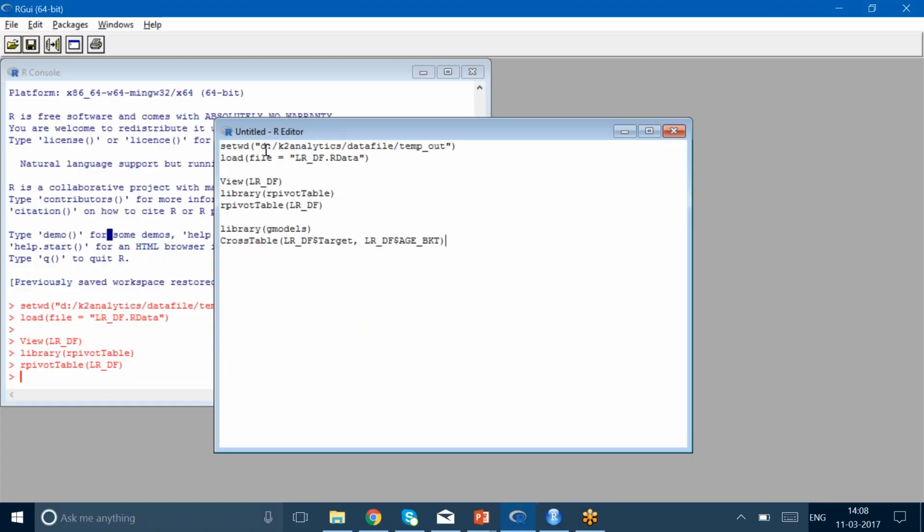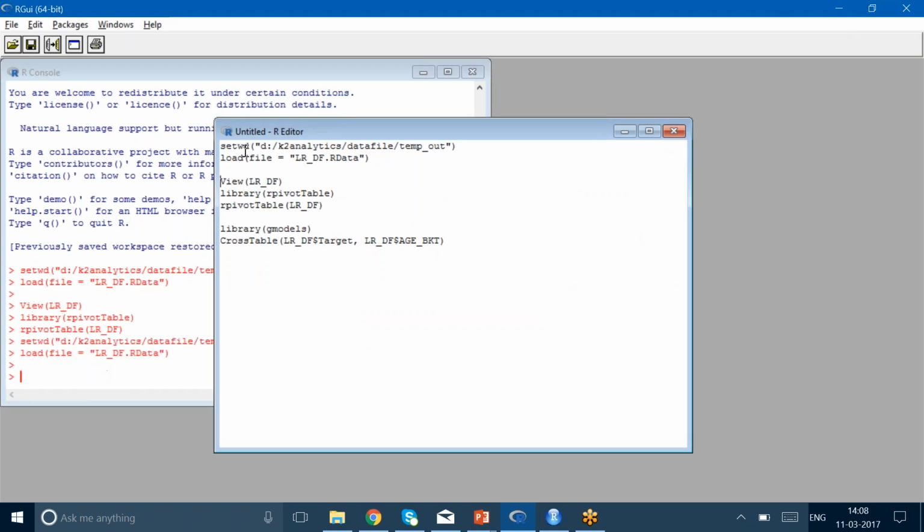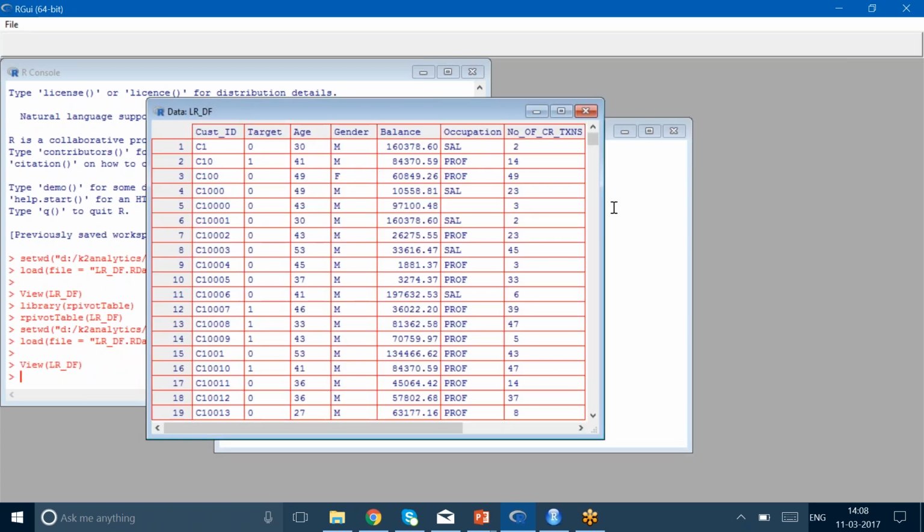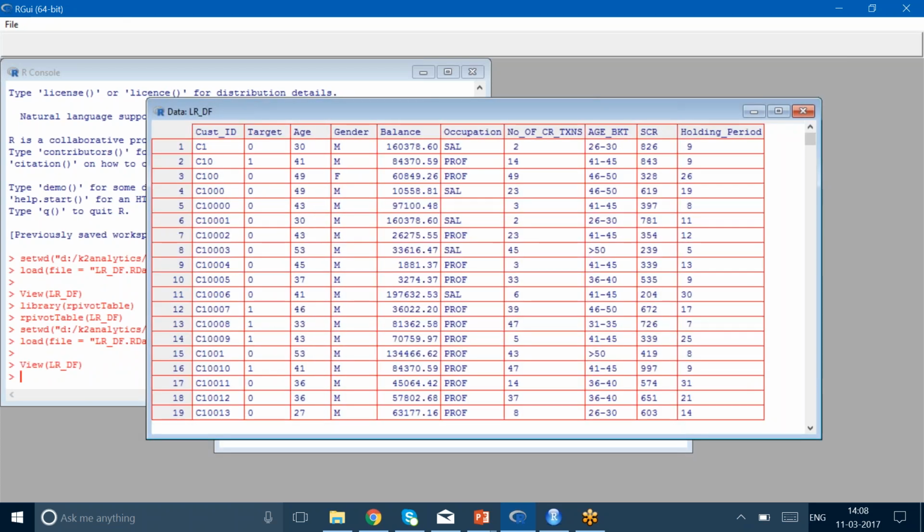Let me quickly run some code to show you the data set that we are running, and then I'll ask you to execute those codes. So this is the data that I have shared with you, where there are certain demographic parameters like age, gender, occupation, and certain behavioral parameters like balance, number of credit transactions, score, holding period. The customers who have taken the offer based on the campaign are marked as 1, and those who did not take the offer are marked as 0.